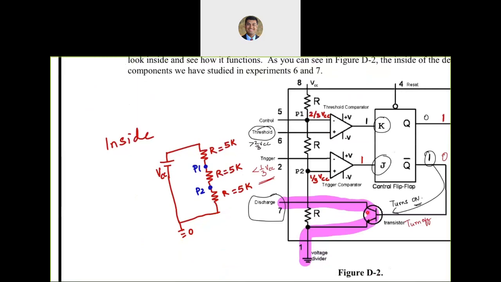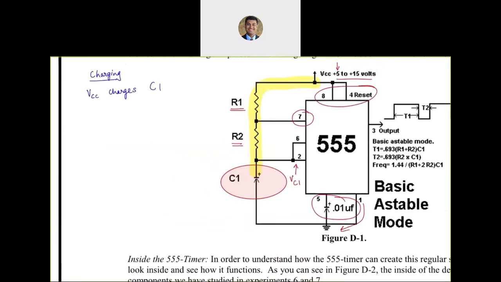The transistor is off because the voltage is less than 1/3 VCC. Pin number 2 and pin number 6 see the voltage across the capacitor. I said we are assuming that it is 0, so it is less than 1/3 VCC. So the transistor is off, and pin 7 is connected to nothing. It's a dangling wire at this point. So the circuit essentially looks like this. You have VCC, you have R1, you have R2, and you have capacitor C1.